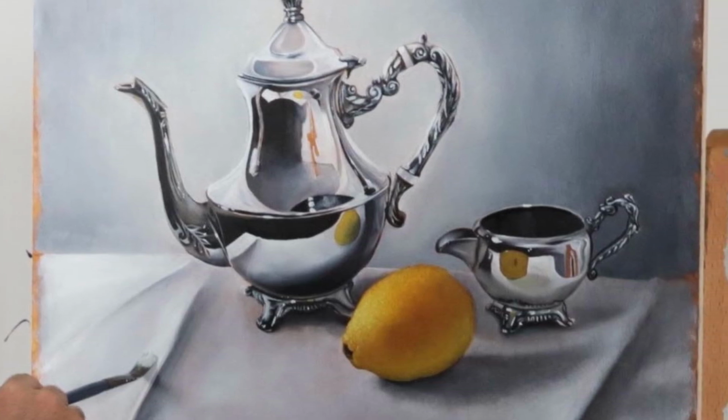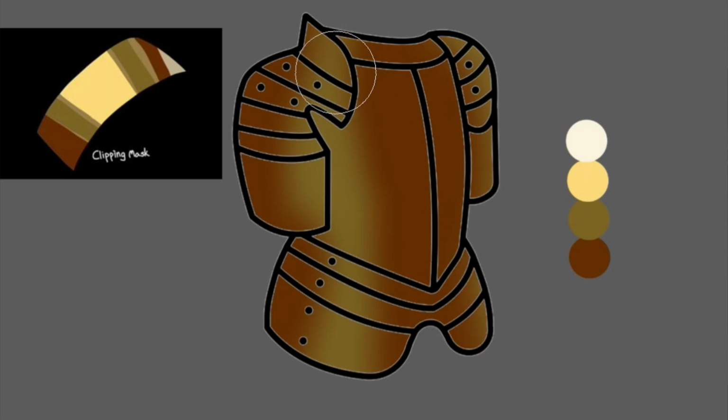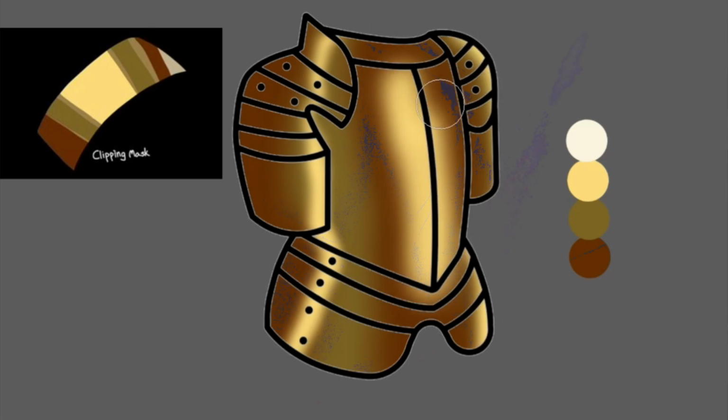When it comes to painting metal, the ideas are no different. The techniques for painting true metallic metal and non-metallic metal are exactly the same. The only difference is the paints which are used.